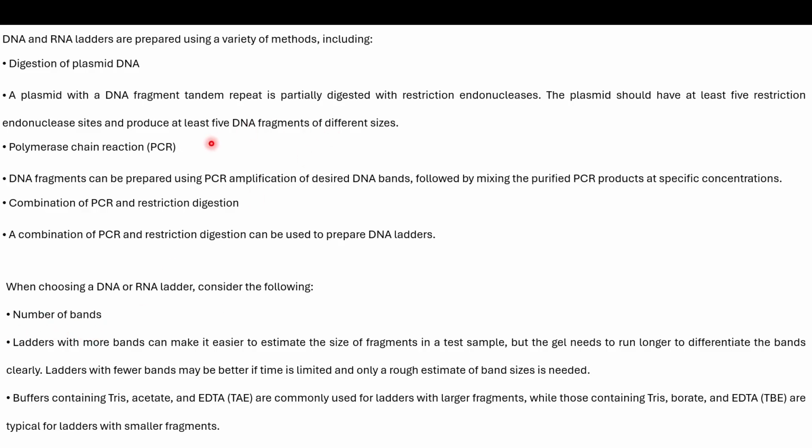What is the number of bands? We saw here that it should at least have 5 different bands, like five bands of different sizes. Ladders with more bands can make it easier to estimate the size of fragments in a test sample, but the gel needs to run longer to differentiate the bands clearly.